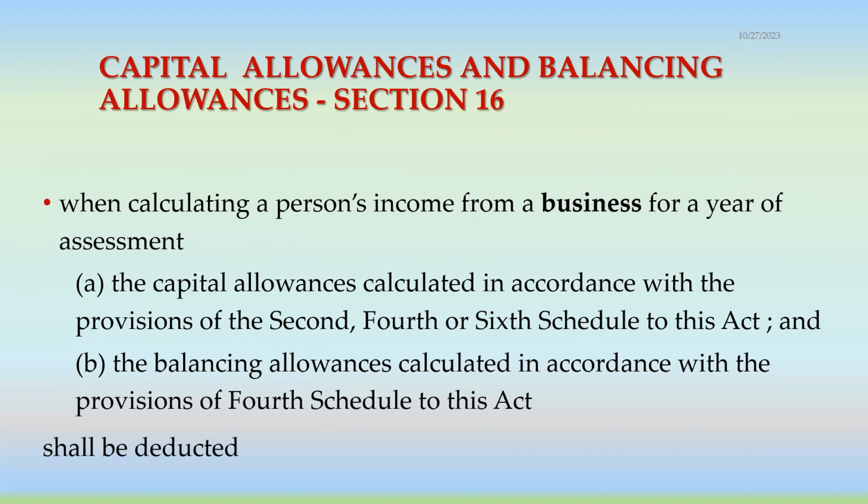Section 16 is for the deduction of capital allowances and balancing allowances. So it is 9:10. We can't finish the capital allowances section because we have only several minutes, but I will just explain what this is. Next week, I will explain again. This is capital allowances and balancing allowances.